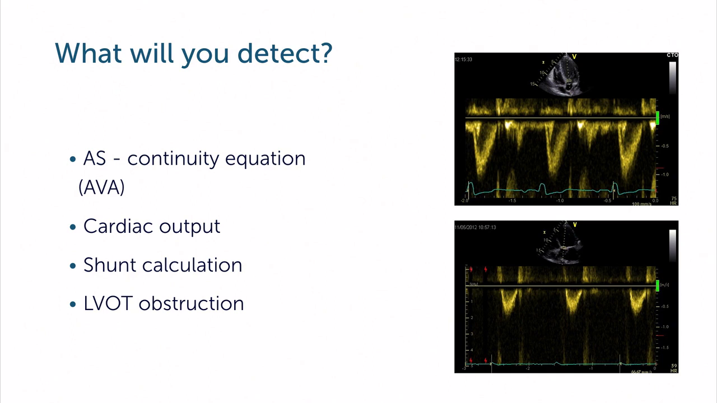What can you detect with the help of the signal? Where do you use it? You're going to use it for calculating the aortic valve area with a continuity equation, for calculating stroke volume and cardiac output, for shunt calculations, and if you want to look at LVOT obstruction, because there you can scan the entire LVOT and look at the spot where flow acceleration actually occurs.